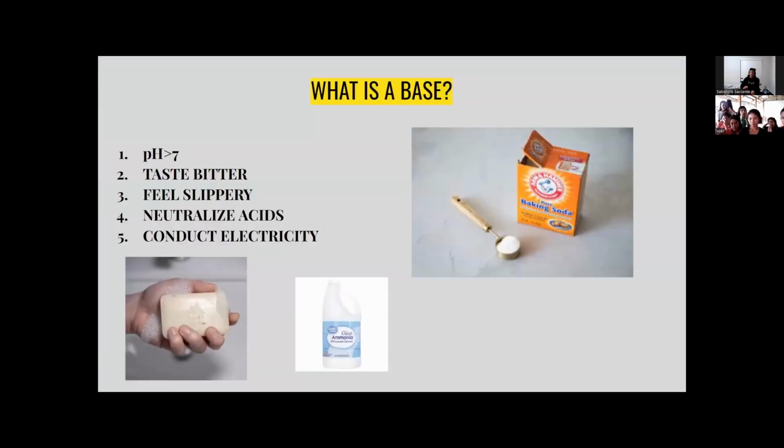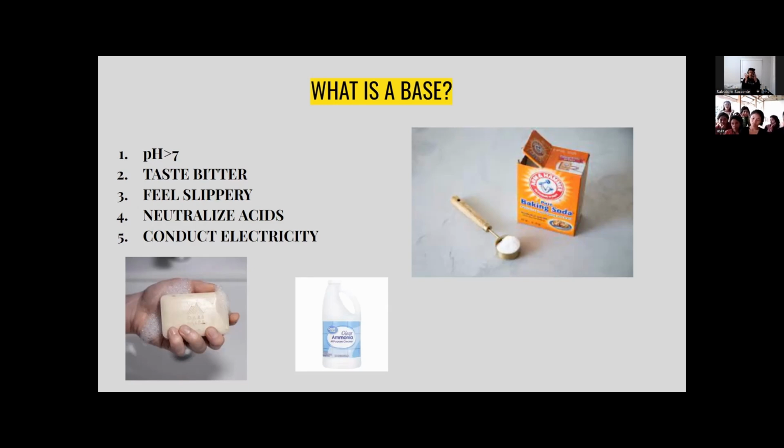So the next thing that we're going to observe is bases. What is a base? A base is the exact opposite of an acid. This is an acid, and this is a base. This is called baking soda right here. Some properties of bases: unlike acids, they are everything above 7 on the pH scale, everything to the right. So everything from 7 to 14 is considered a base, everything greater than 7.